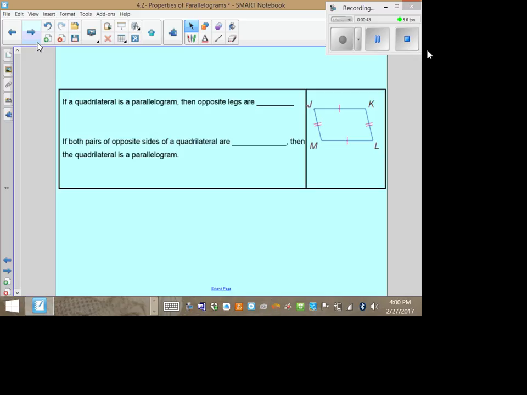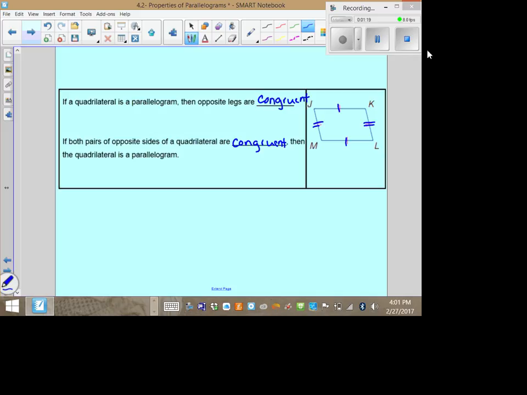So if a quadrilateral is a parallelogram, then opposite legs are congruent. You can see here that this leg is congruent to this leg, and then these two legs are congruent. If both pairs of opposite sides of a quadrilateral are congruent, then the quadrilateral is a parallelogram. So that's just going vice versa.